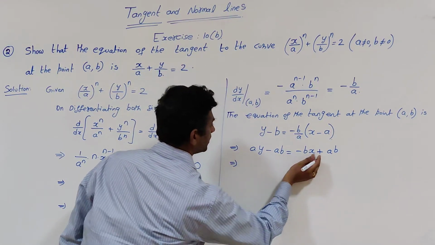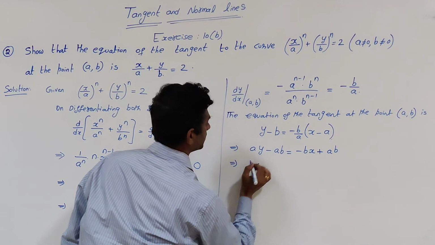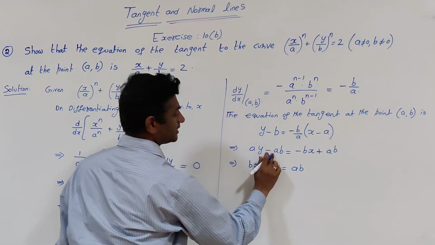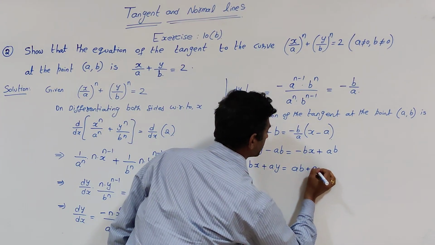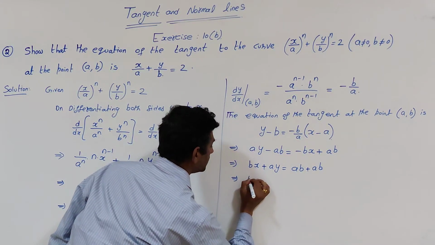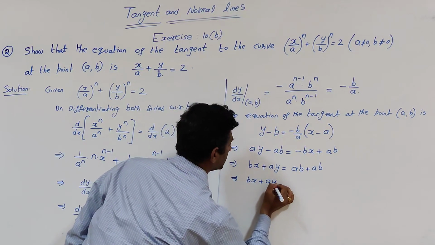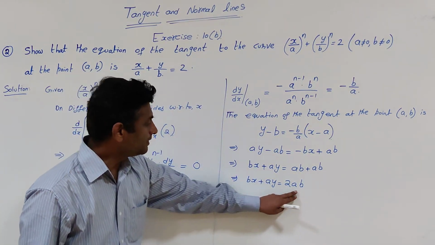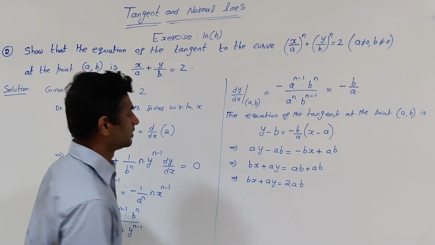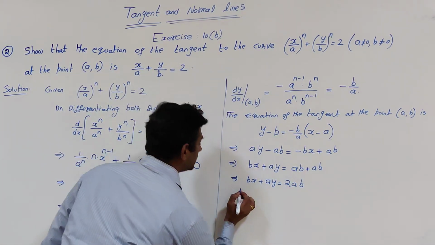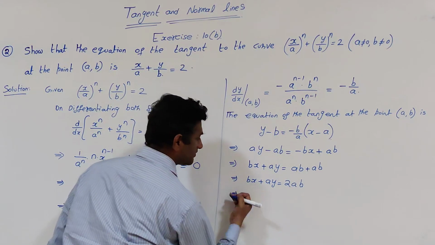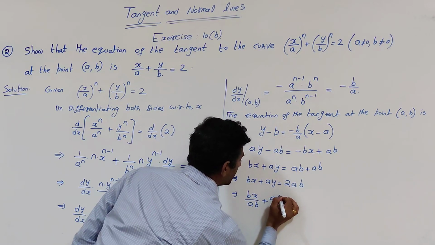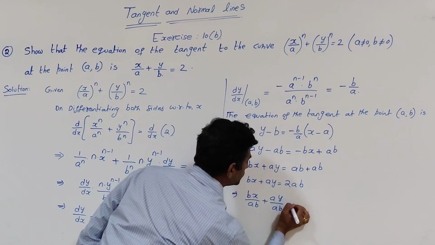Next, if you bring bx plus ay is equal to ab, and take this minus ab to the right hand side, it will be plus ab. So it will be bx plus ay is equal to 2ab. Now bring ab down to the left hand side. As it is a product, it becomes a division when it comes to the left hand side. Bx by ab plus ay by ab is equal to 2.